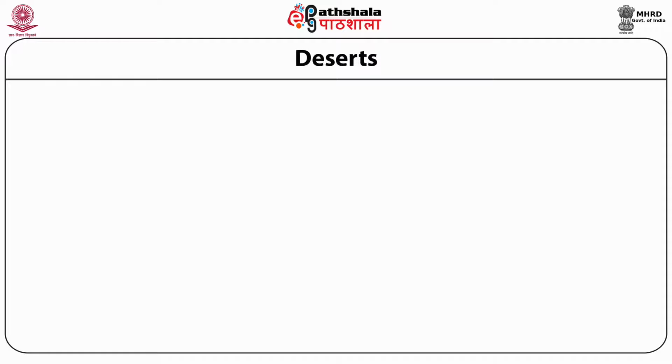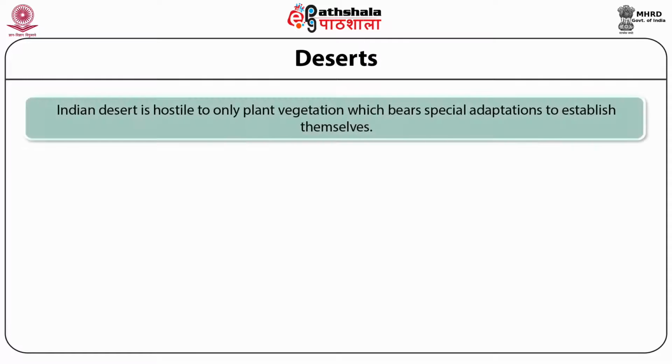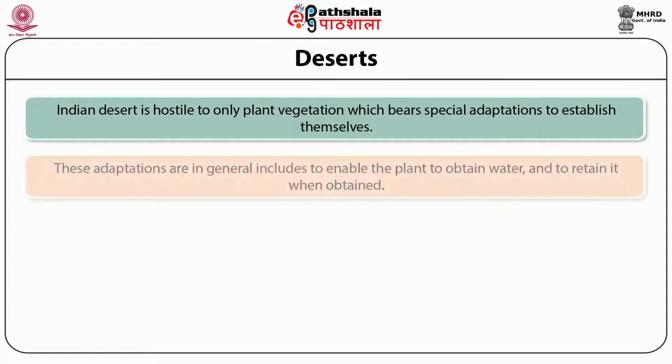Under such circumstances, germination of seed is impossible, so the Indian desert is hostile to all plant vegetation except those which bear special adaptations to establish themselves. These adaptations in general enable the plant to obtain water and to retain it when obtained.